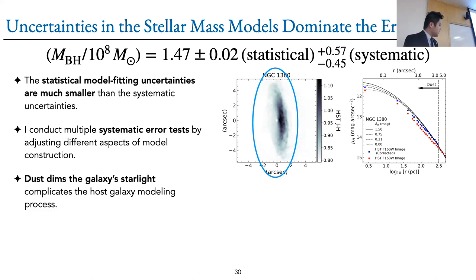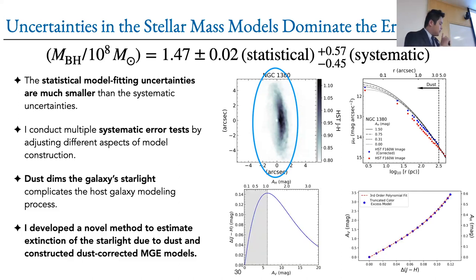And like I said, it complicates the host galaxy modeling process, as in it makes it difficult to figure out how much starlight is there, and we use the starlight to get how much mass. So we're assuming the mass follows the light, but if there's dust, that may not be entirely accurate.